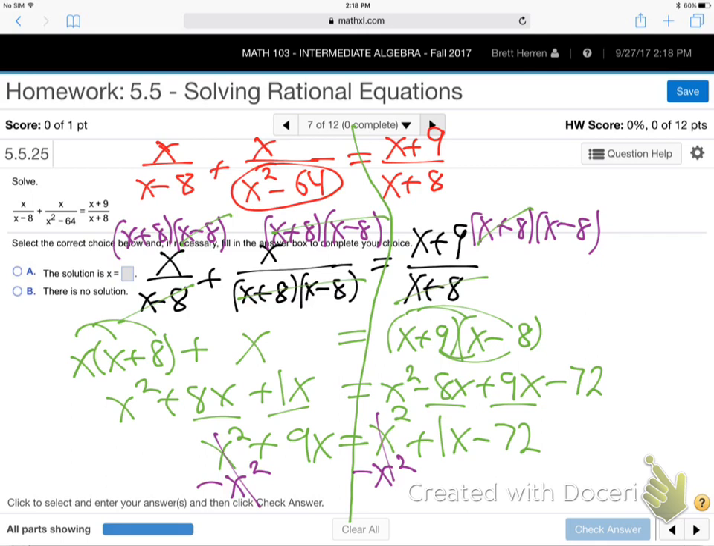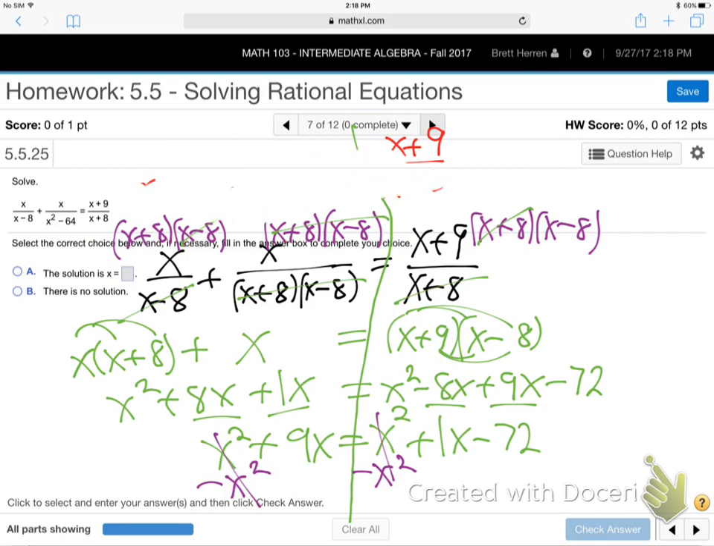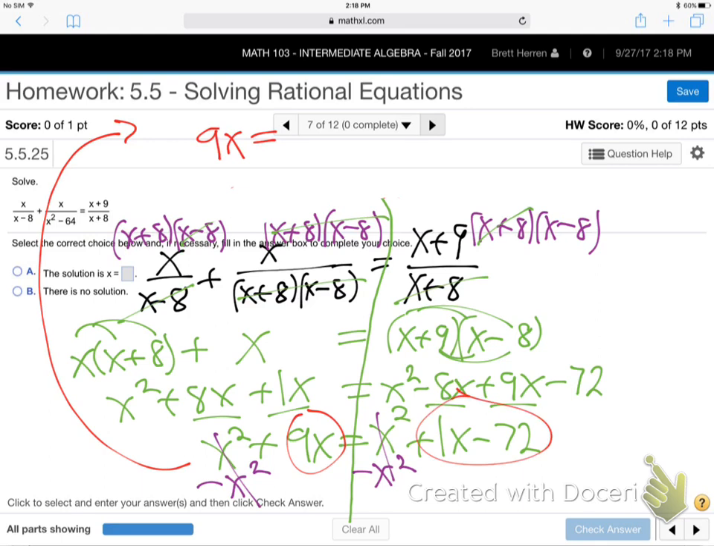I'm kind of running out of room here. Need to come up here, I guess. So now, what do I have? So bringing it up here. Now, what's left on the left side? 9x. What's left on the right side? X minus 72. Good. The x squared's dropped off of both sides.